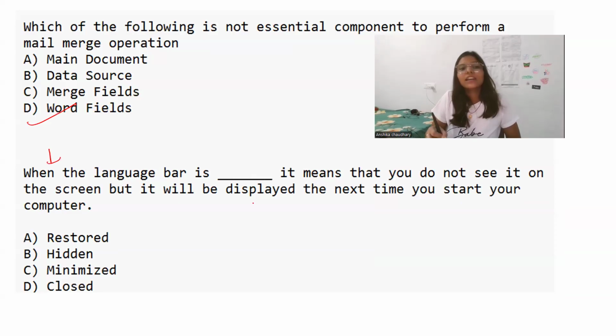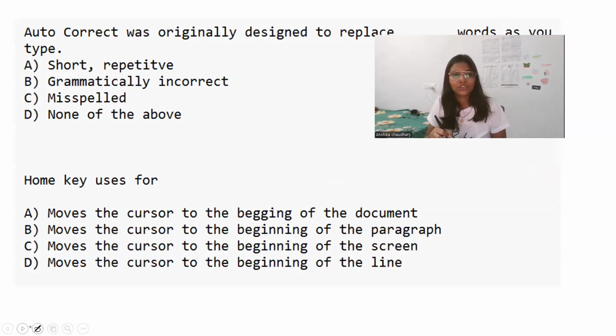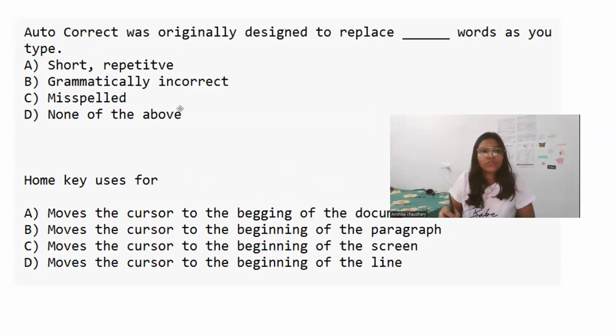The next question is: when the language bar is, it means that you do not see it on the screen, but it will be displayed the next time you start your computer. So simply it will be hidden. That's why at this particular time you are not able to see it, but when you restart your computer, then you will be able to see it. So it will be hidden. And these are the explanations about your questions. You can have a look or take a screenshot. Right, let's move on to the next question.